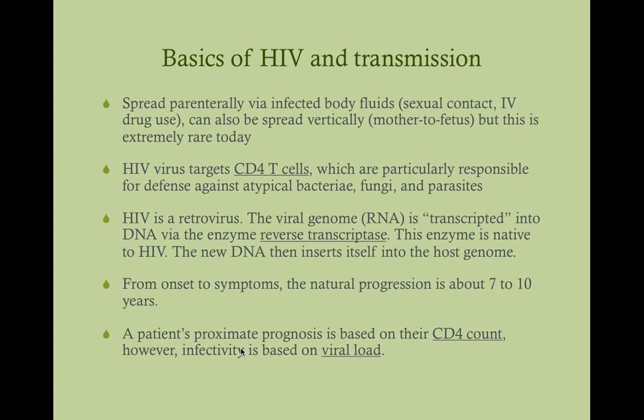A patient's proximate prognosis, as far as how well they're going to do, is based on their CD4 count. You don't have CD4 cells, you can't fight off infections, that's going to be a big problem for you. Their infectivity, however, is based on their viral load. The CD4 count and viral load kind of have an inverse relationship, but the patient's ability to spread HIV is going to be based on how much HIV they have in their bodily fluids, and that's the viral load. And this is going to play a big role when we talk about the acute HIV infection.